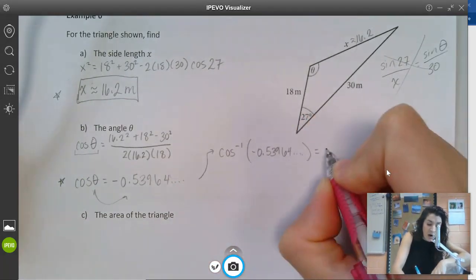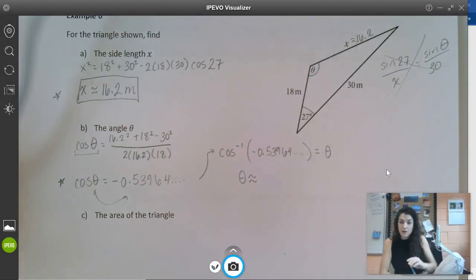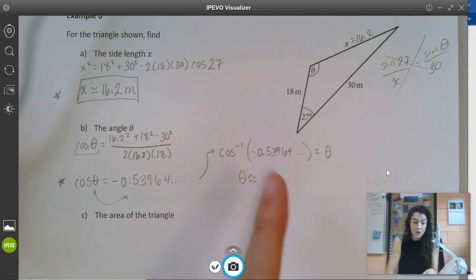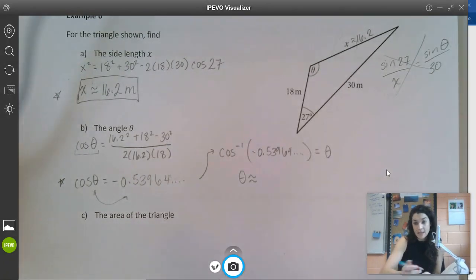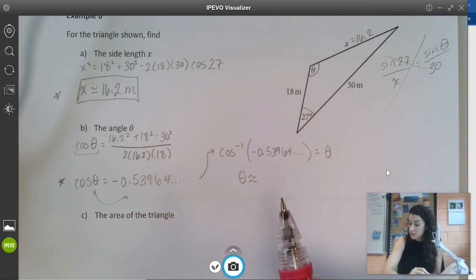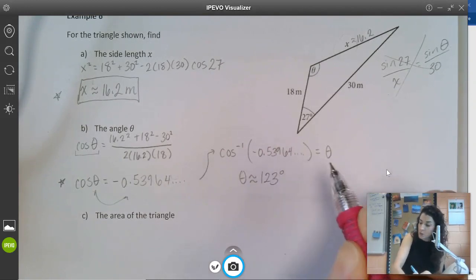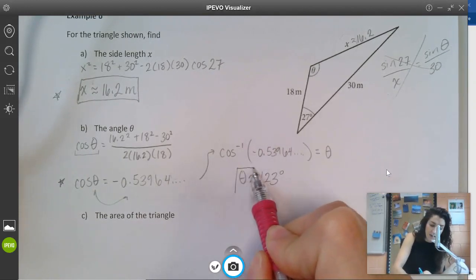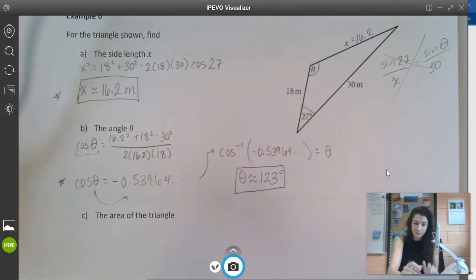Cosine and sine are very specific. And so if you alter the hundredths or thousandths place in a cosine inside of a sine or cosine function, it will drastically change the angle that you get. So just be careful with that. And we get that theta is approximately 123 degrees. Boom, for 3 sig figs.